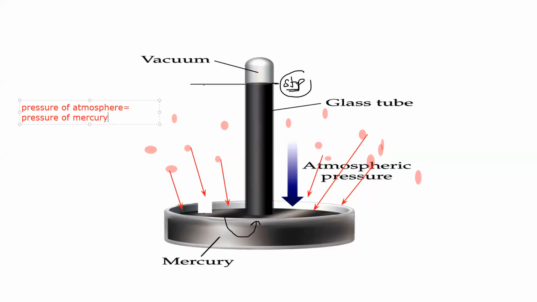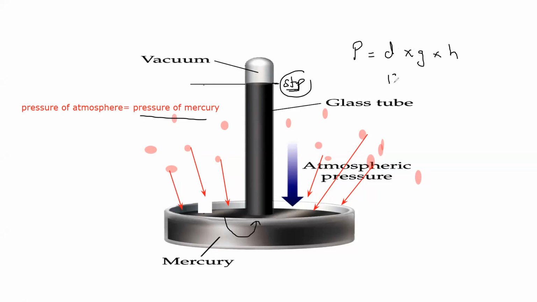We'll not find the pressure of atmosphere directly, we'll find the pressure of the mercury. And how to work out the pressure of the mercury? Because mercury is a liquid, the formula to calculate the pressure is equal to density of a liquid multiplied by gravity multiplied by height or depth. So density is fixed, 13,600, gravity is 10.